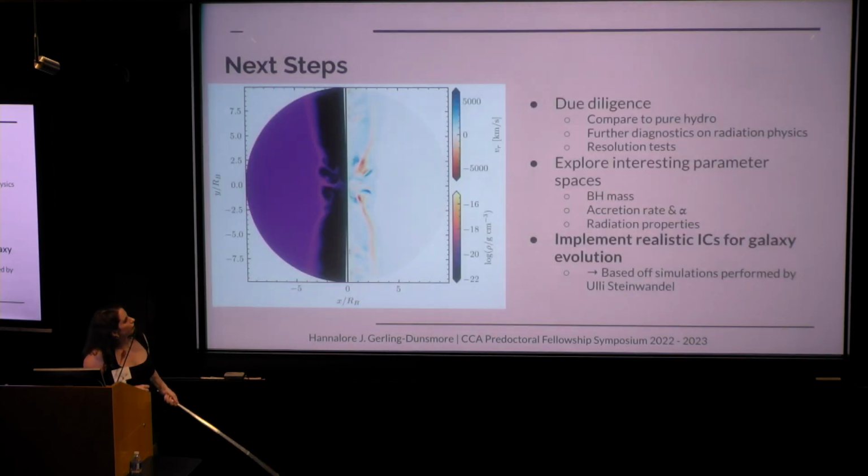So, future work, next steps. Of course, we have to do our due diligence. We have to keep comparing to pure hydro in a rigorous way. We need to run further diagnostics on the radiation physics to make sure they're doing what we think they're doing. And we need to do resolution tests because we don't want to make conclusions on numerical artifacts. We want to make conclusions on physics. We then want to explore interesting parameter spaces such as the black hole mass, the accretion rate, and our effective viscosity, and radiation properties such as the number of frequencies that we are including. And then the step after that is to implement realistic initial conditions for galaxy evolution using simulations performed by Uli Steinwandel.